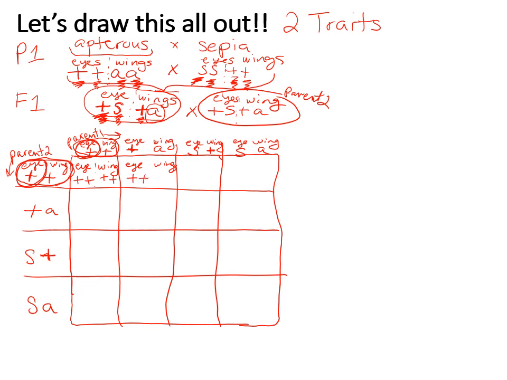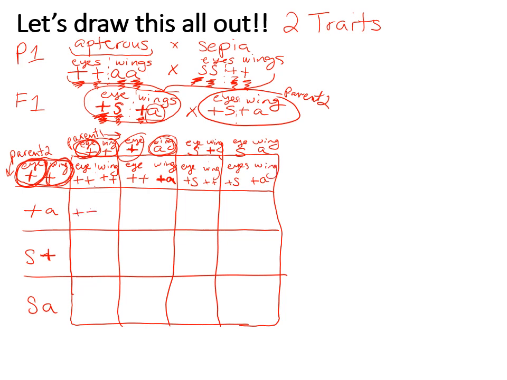Eyes are plus, plus, and wings now are a and a plus. So now in here, I'm going to make sure to keep the plus symbols in front of their recessive, but you know where the a and the plus came from. And you would keep doing that for every single one. You would do eyes, wings. So we have plus s and plus plus. Eyes are plus s and wings are plus a. And we're going to do that for each one.